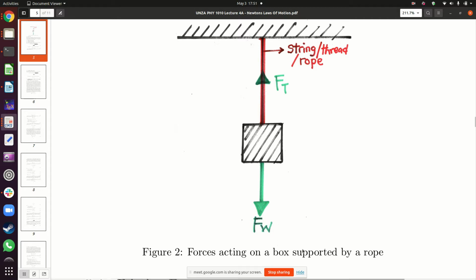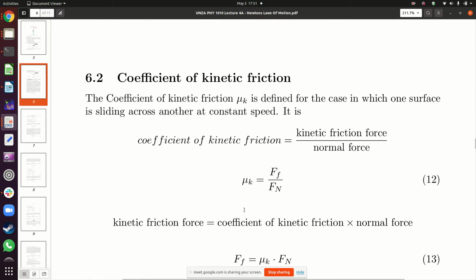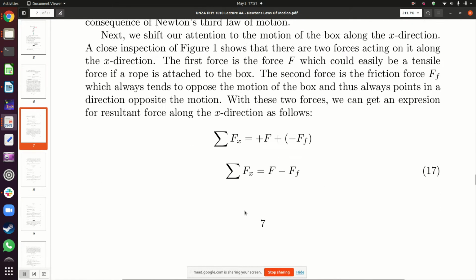So we are going to choose the direction in which the object is moving, or would tend to move if it had its own way, which is downwards. We'll choose that to be positive. Then the opposite direction will be our negative direction. So in that case, our weight, Fw, becomes our positive direction, then our tensile force, which is pointing up, becomes our negative force. So with these two forces, we can work out a resultant force along the y direction.